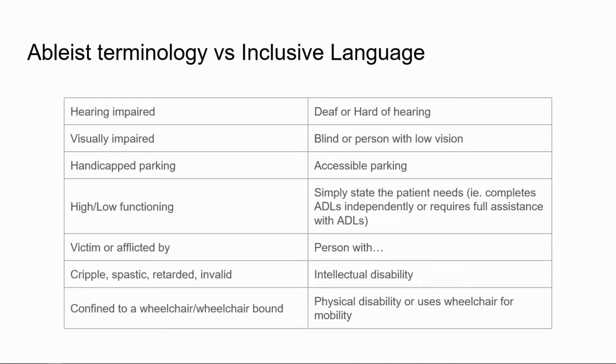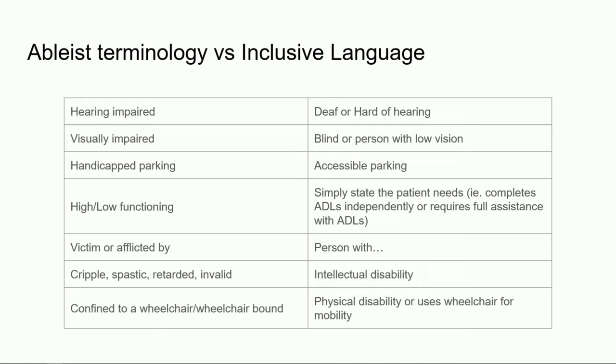And I think all of us would agree that a parking space is providing access and does not in fact have a handicap. So accessible parking is really the term that makes sense in that situation. High and low functioning really gives you no idea of what the person is able to do, and so it is just easier and makes more sense to describe what kind of things they are able to do at home, and it gives you as a provider an idea of what kind of accommodations they may need in the ED or upon discharge.